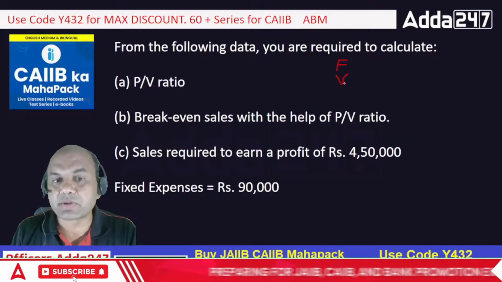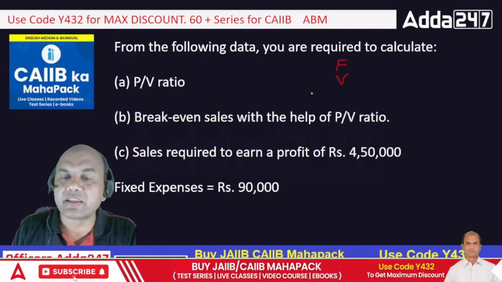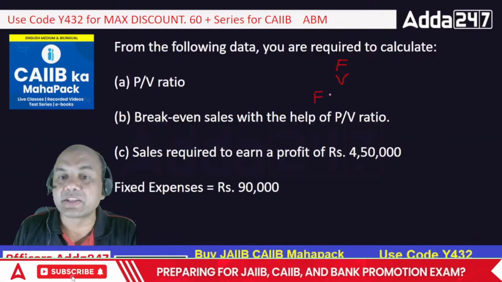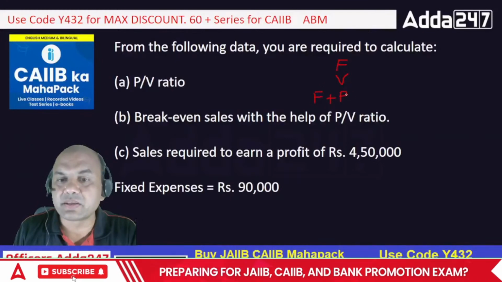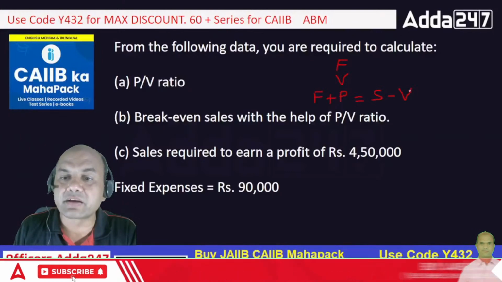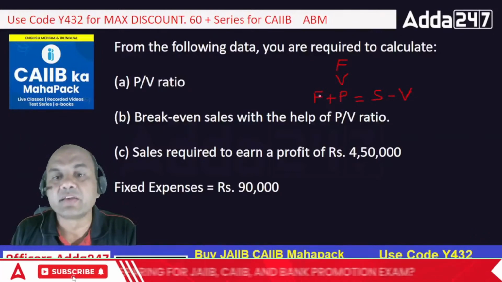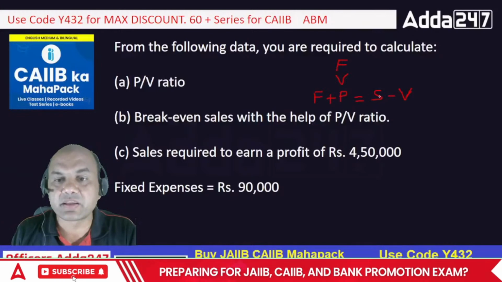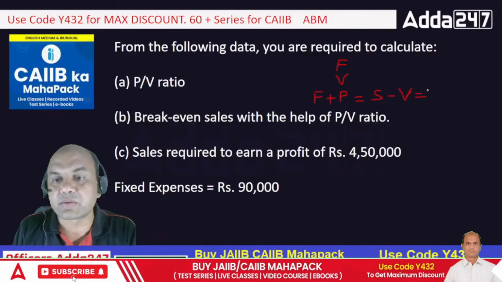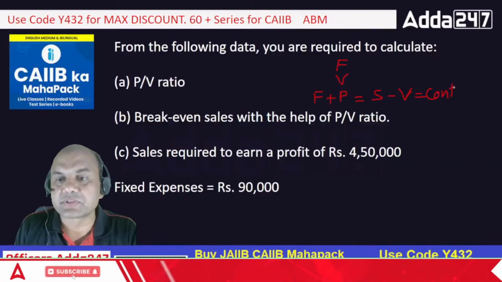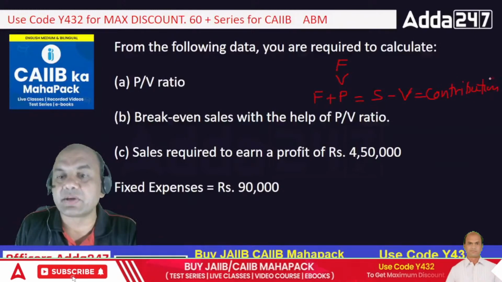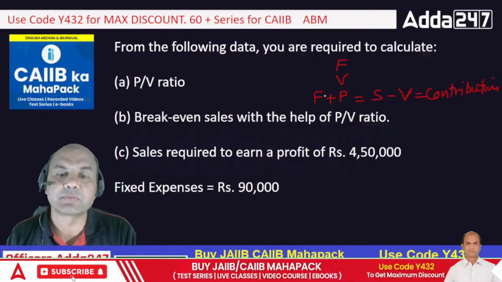Because the equation, remember, your first target in any break-even point is F plus P equals S minus V. This equation you should learn by heart throughout your life. Fixed cost plus profit equals sales minus variable cost, and this is called contribution. So remember this equation by heart. Okay, now let's start the problem.